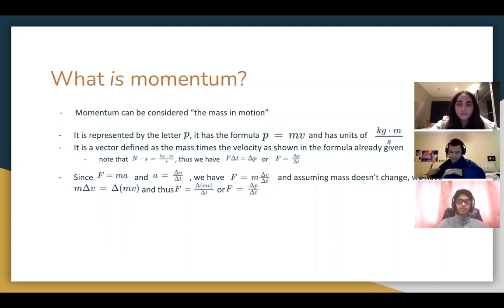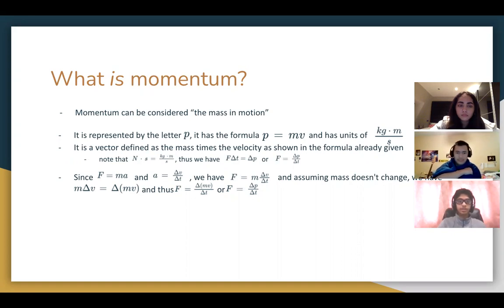It's represented by the letter P, and it has the formula P equals mv, where m is mass and v is velocity. Since m has units of kilograms and v has units of meters per second, we know that momentum has units of kilograms times meters per second. Kilograms times meters per second is also equal to newtons times seconds. And since newtons is the unit of force and seconds is the unit of time, we know that newtons times seconds is equal to force times time, which is also equal to momentum.